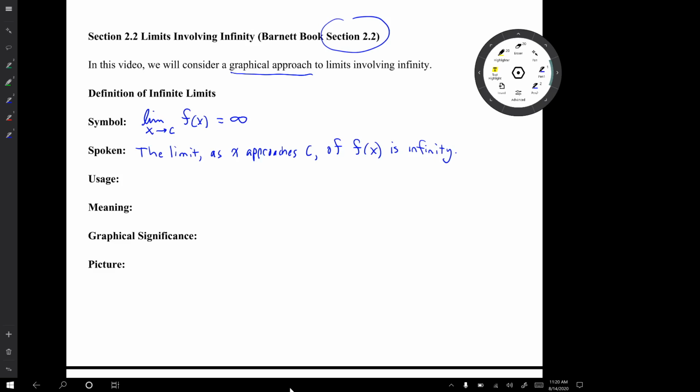Now, I will tell you what this means in just a second, but first let me tell you the usage of this. That is, let me tell you what the various parts of this symbol are. X is a variable, f is a function, and c is a real number constant. Now, what does this symbol mean? It means the following. As x gets closer and closer to c, but not equal to c, the values of f of x get more and more positive without bound.